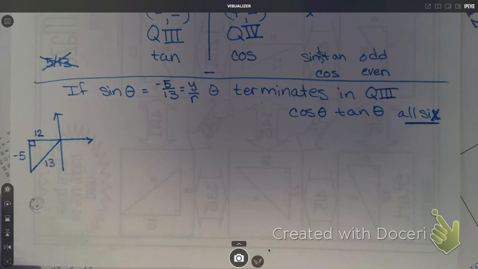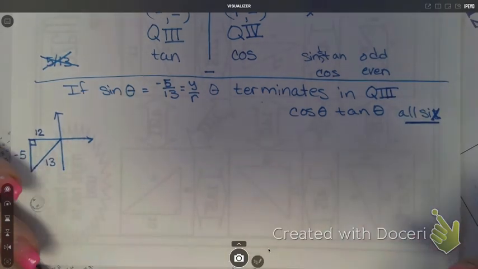Okay? Oh, I thought it was a 6. That was what I thought at first. A 5, 12, or a 5, 13, 6. That would be wrong. You can't get from 13 squared down to 36. Not with a 5.